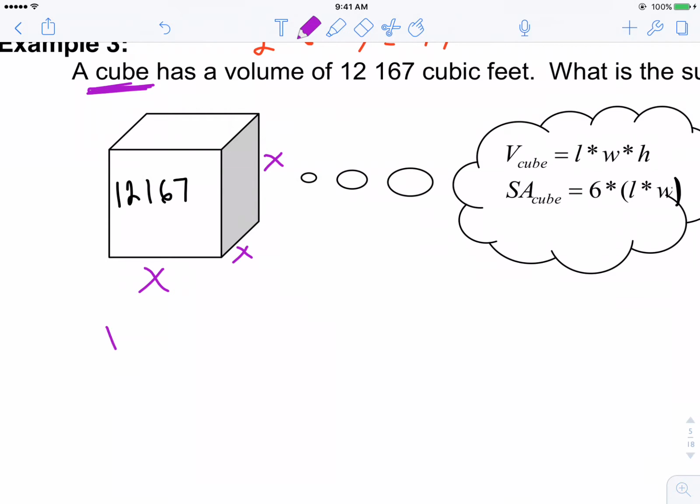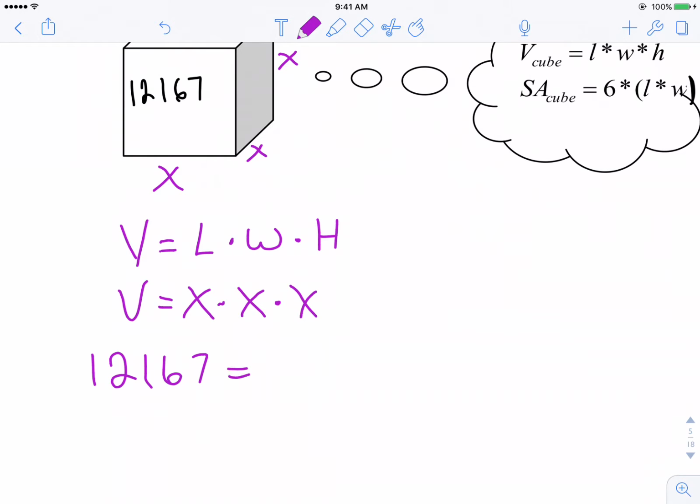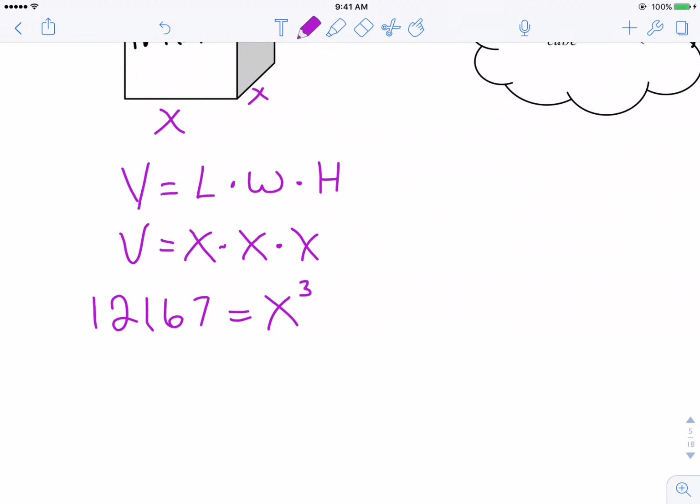So we start with our volume formula. Volume is equal to length times width times height. In this case, volume is equal to X times X times X, which of course is, if I substitute now, 12,167 is equal to X cubed. To get X by itself, I simply need to take the cube root of both sides. Don't forget to put the 3. If you don't put that 3 in there, it's not cube root, it's square root.